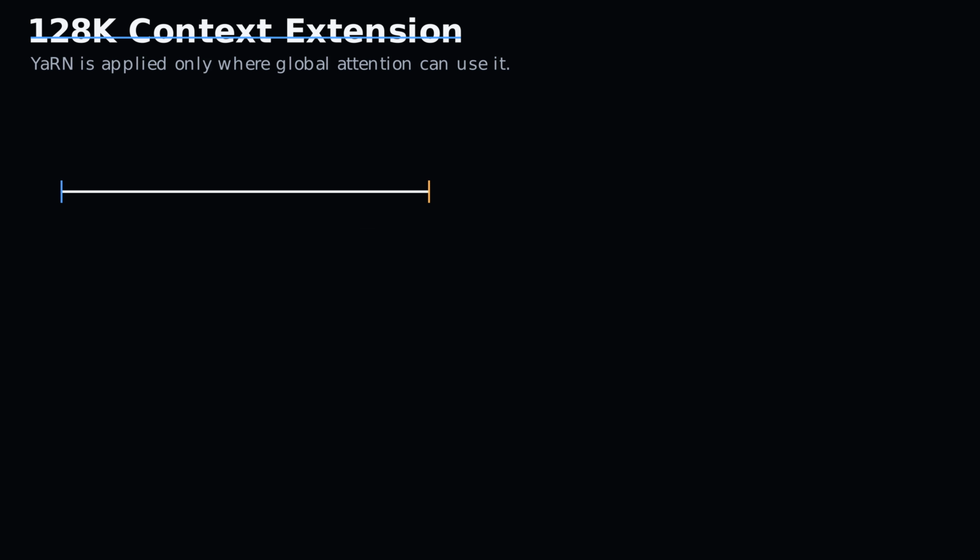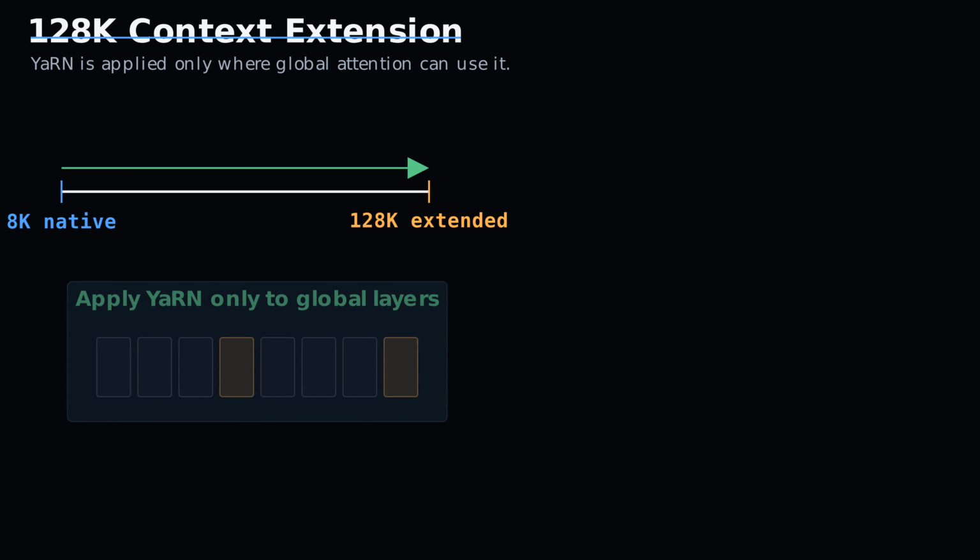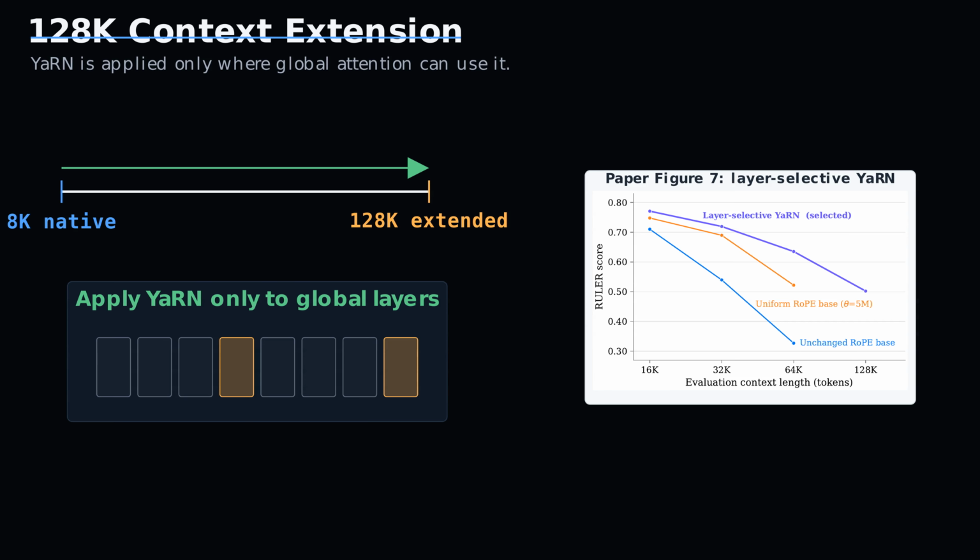Then, the base model is stretched from an 8K native context to 128K. The important detail is layer-selective. YaRN position scaling is applied to the global attention layers, not blindly to every layer.